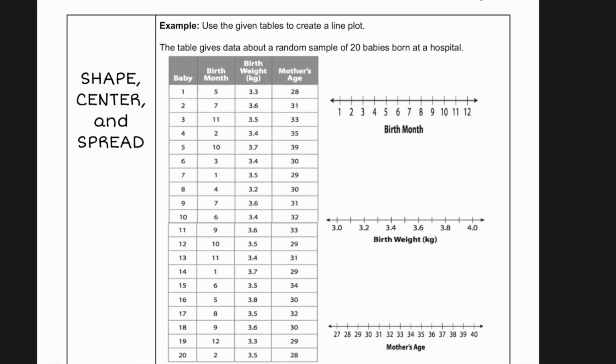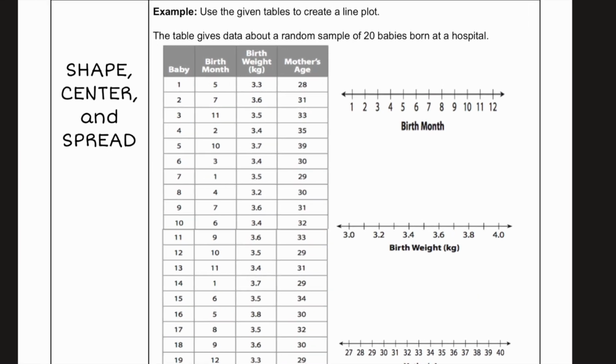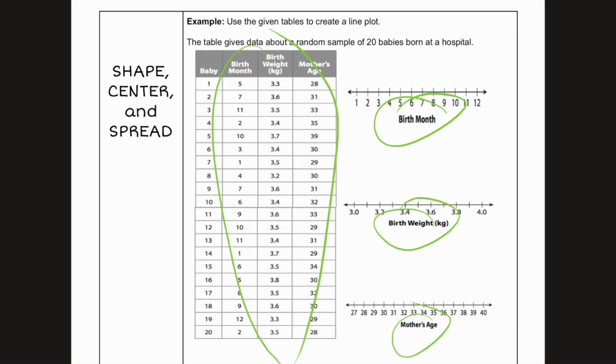And so this table here is a random sample of 20 babies born in the hospital. And so we can see babies randomly numbered 1 through 20, because if you're using data, you don't want to just have babies named on there, for example. And their birth month, just correlating to a calendar. For example, January's month 1 and December's month 12. The birth weight in kilograms, and then the mother's age. And we have one of these line plots for each of these 3 columns.